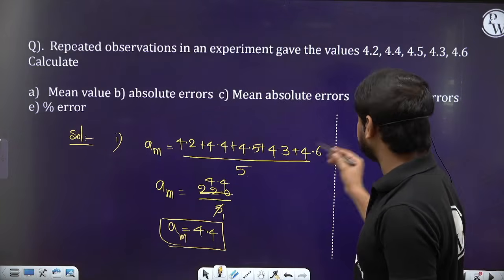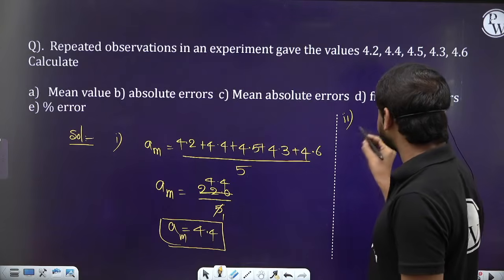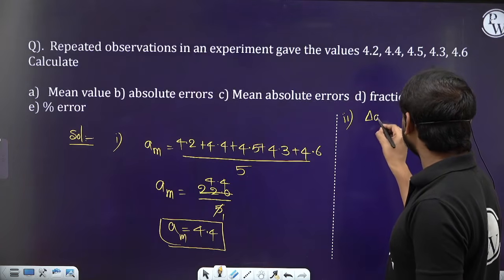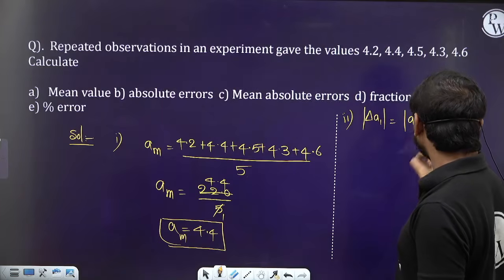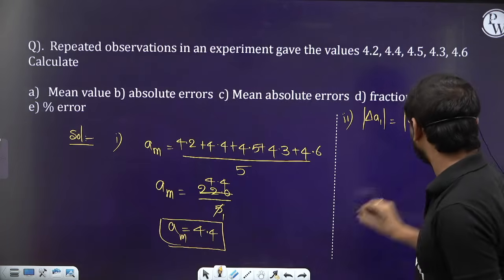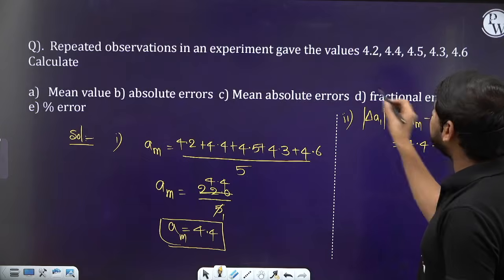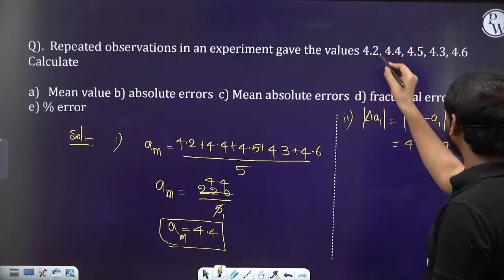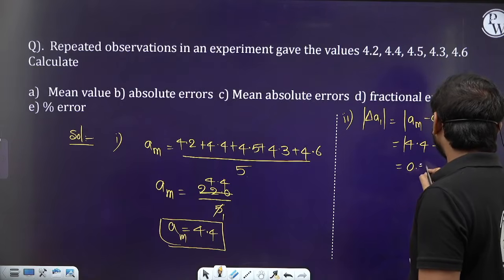So try along with me. The second one is absolute errors. So what is absolute error? Let's take the absolute error of A1, the first student. That is AM. You always take the magnitude: AM minus A1. What is AM? The mean we got is 4.4, minus the first student's measured value 4.2. So 4.4 minus 4.2, which is 0.2.